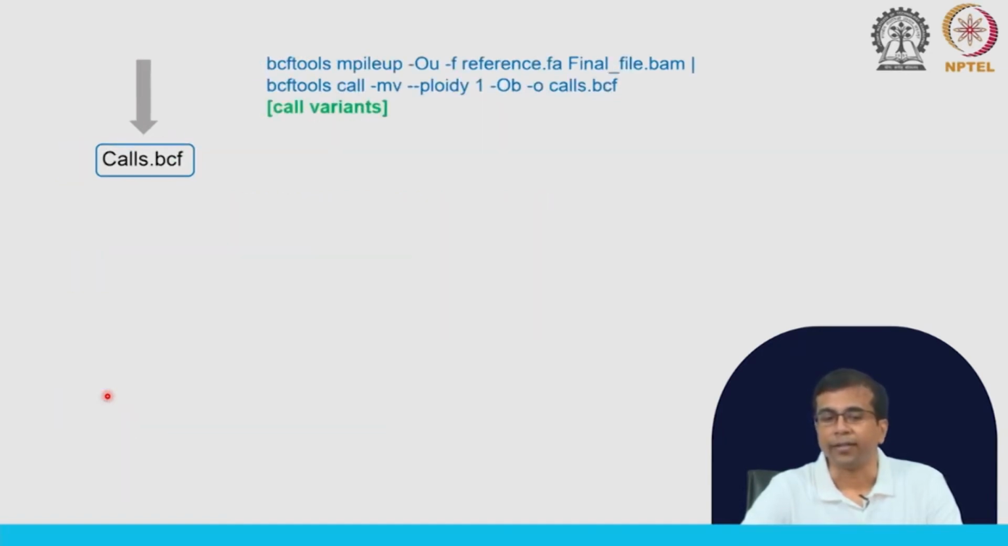So, what we did next is we called the variants, okay, and this is where we use this command BCFtools mpileup. It is collecting all the data from the final file, and followed by that we have this BCFtools call. This is where the variant calling is happening, okay, and we have to mention -ploidy 1 because we are working with a haploid genome. So, this is haploid yeast, but in case you are working with a diploid genome, this will be 2, and by default this is 2. And then we stored these variant calls in this calls.bcf file.